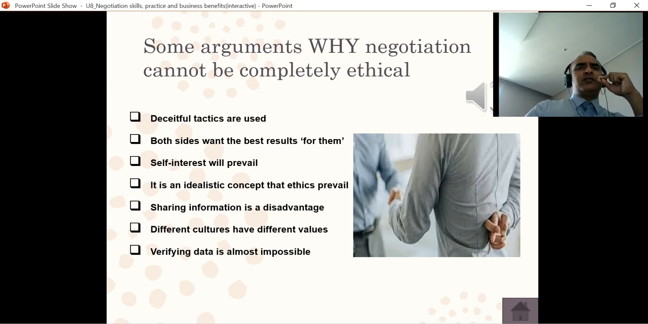Then we have different cultures with different values. Some of them are about being trustworthy. Some of them are about looking after yourself. Be selfish. And finally, verifying data is almost impossible. Sometimes, as much as a supplier says, I am financially stable, I can produce X number of units, I have to trust them because I cannot look into their books. We go back again to sharing information. Some companies don't want to do it, and I have to trust it. And again, it goes through the ethical actions of that company. How ethical is that company?